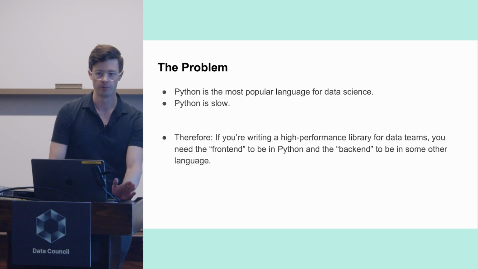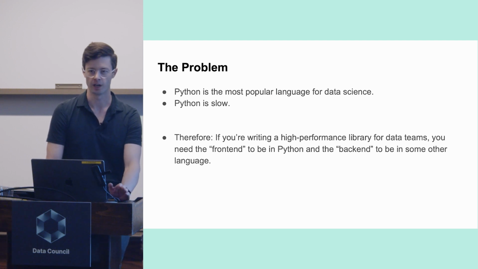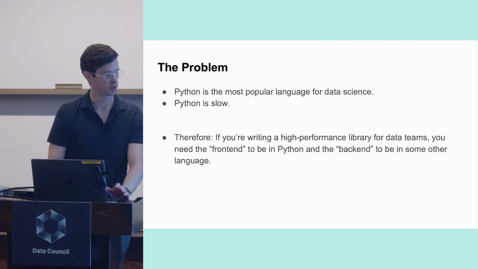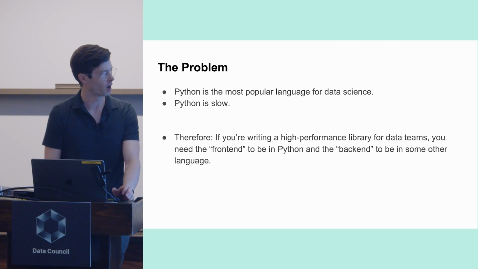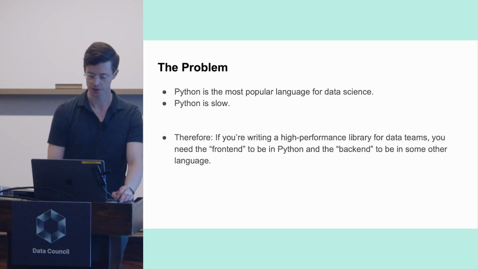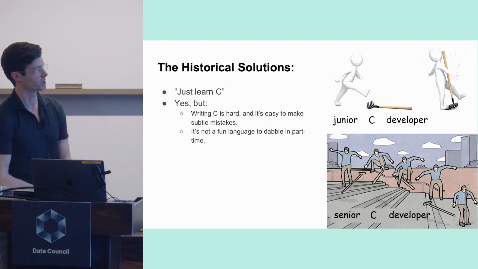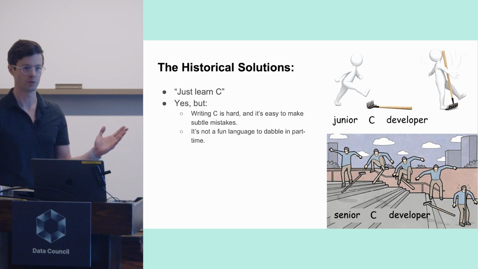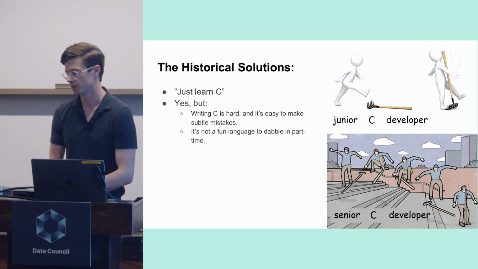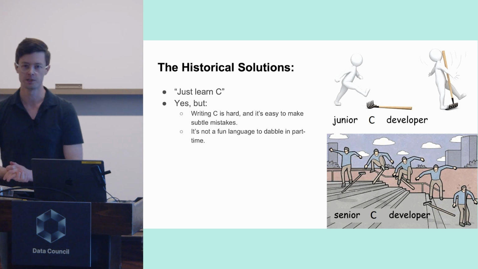So this isn't a new problem, right? Python's been around for a long time, and people have obviously written high-performance libraries for data teams. So what have been the historical solutions? And I'll sort of pitch you on why I don't like either of those solutions. So one solution is you could just learn C, right? How hard could it be? It worked for NumPy. It can work for us.